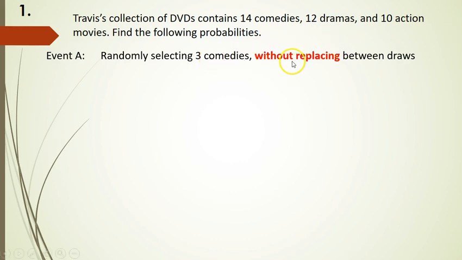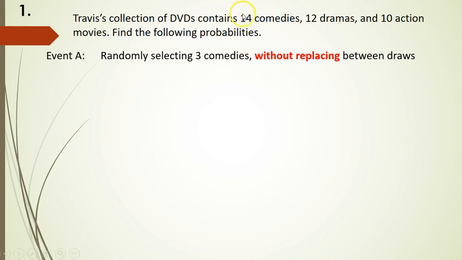It says that we're not replacing. So my first question for you guys is, is this problem an independent or dependent probability? It's dependent. Why is it dependent? Because the number that we started with, 36, is going to go down every time we take out one of the DVDs. And in this case, because we're pulling 3 comedies, that 14 is going to decrease every time we pull out another comedy, because we're not replacing it. We're not putting it back from where we got them.